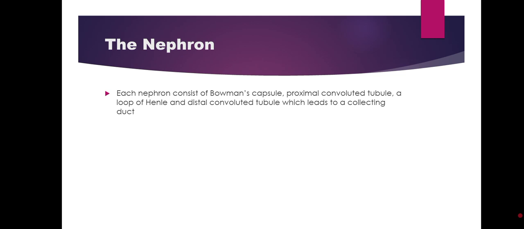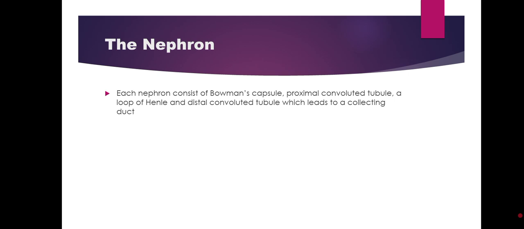We said that it has a Bowman's capsule, which is a C-shaped cup. Then it has the proximal convoluted tubule, which is a coiled tubule, right? And the proximal convoluted tubule is next to the Malpighian body. We'll be talking about the Malpighian body later on in this video. Hence, we say proximal. Proximal means near, right?